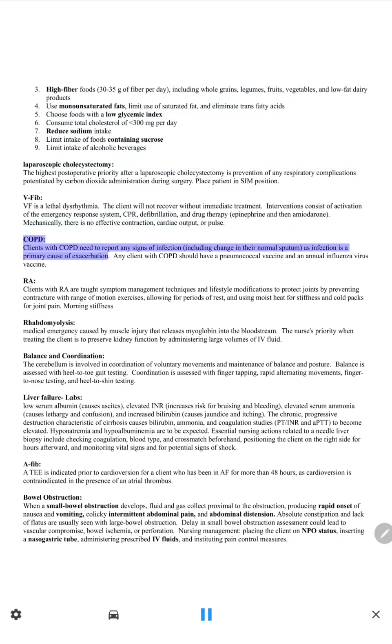COPD. Clients with COPD need to report any signs of infection, including change in their normal sputum, as infection is a primary cause of exacerbation. Any client with COPD should have a pneumococcal vaccine and an annual influenza virus vaccine.